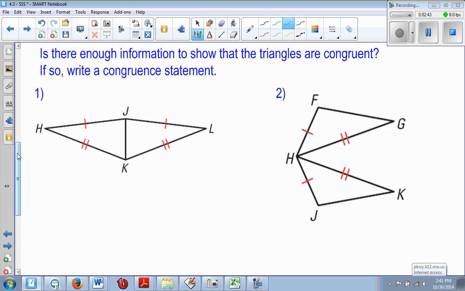Now, if you look at the way the 2 triangles lay, they actually share this third side, JK. Since they share that third side, it can be said that that third side is congruent to itself. Anytime we say something is congruent to itself, that is called the reflexive property. So if you wanted to write that down as your third congruence, this is what it would look like.